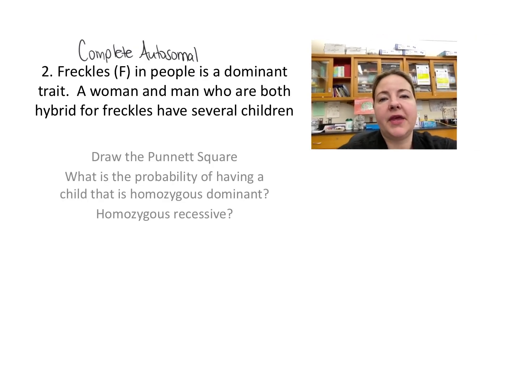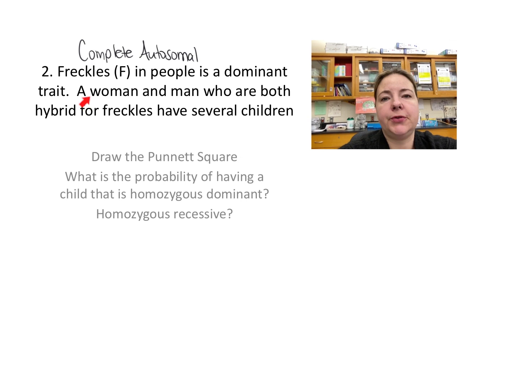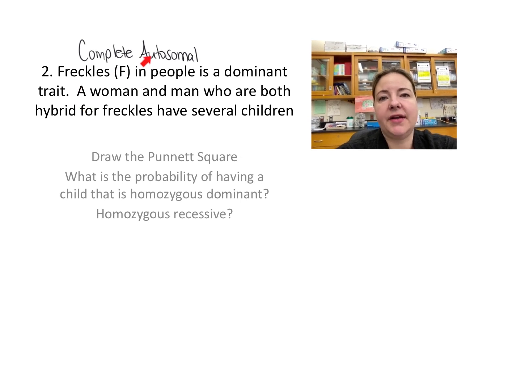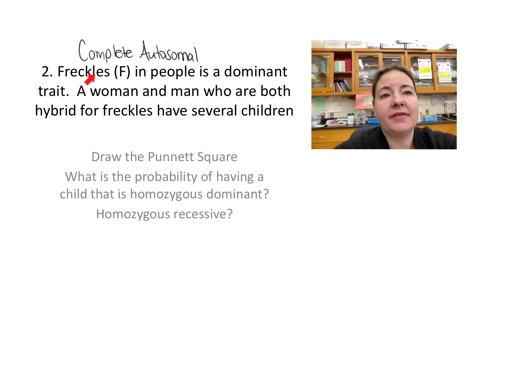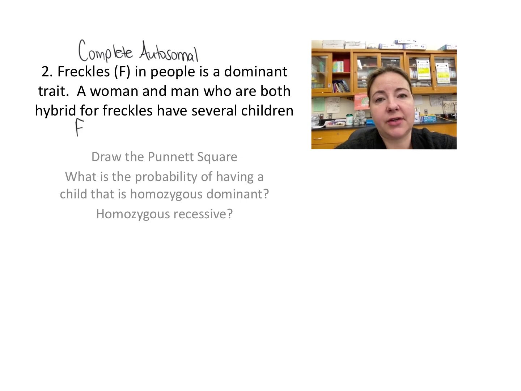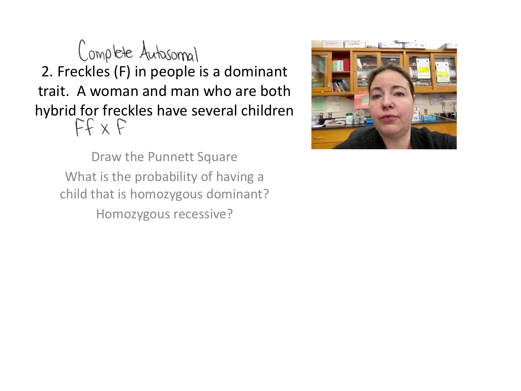For the next problem, we have another complete autosomal trait. So again, that's on the 22 non-sex chromosomes. And we have freckles as being the dominant trait. We have a man and a woman who are both hybrid. So hybrid means that they are heterozygous for those freckles. Both of them have one dominant allele and one recessive allele.